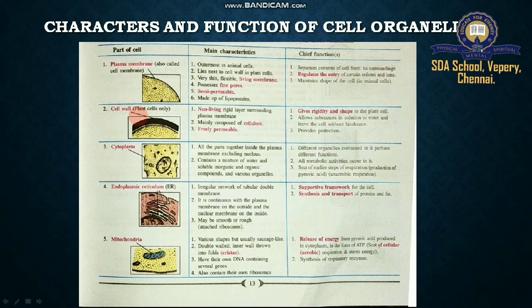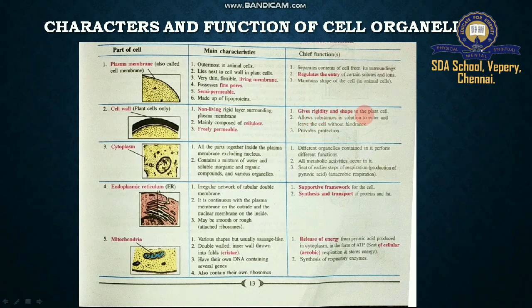Number 2 is the cell wall. It is the outermost wall, present only in the plant cell. It is a non-living rigid layer. That is why it is called a permeable layer. The living membrane is called semi-permeable, but this one is non-living, so it is called permeable, because it allows all the solutes from outside to inside uncontrollably, since it is non-living. It is a non-living rigid layer surrounding the plasma membrane, mainly composed of cellulose. The cell membrane is made up of lipoprotein, but the cell wall is made up of cellulose, and is freely permeable. Chief function: it gives rigidity and shape.